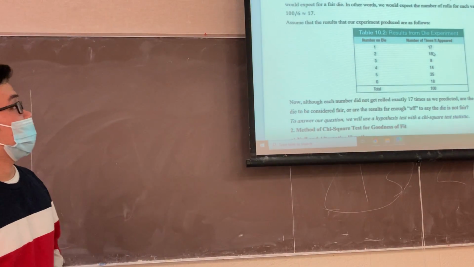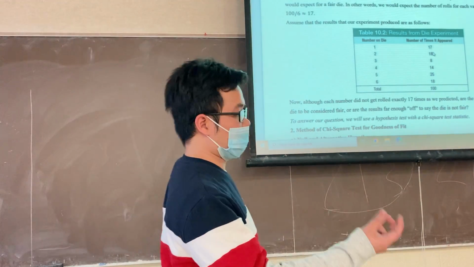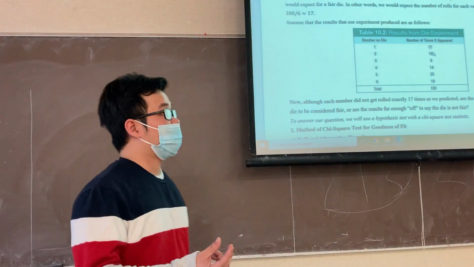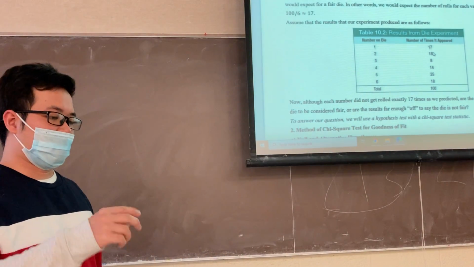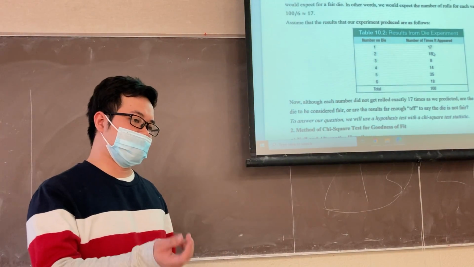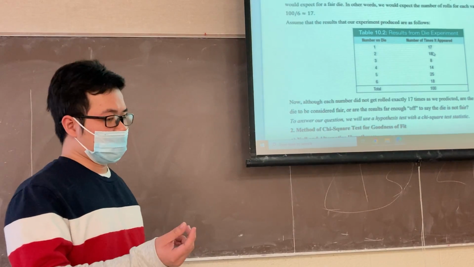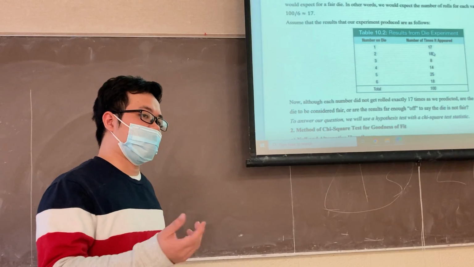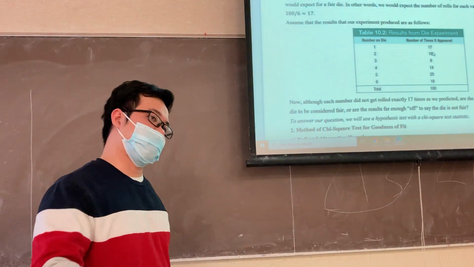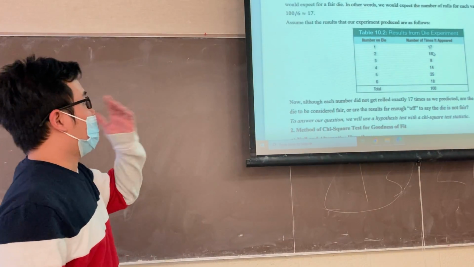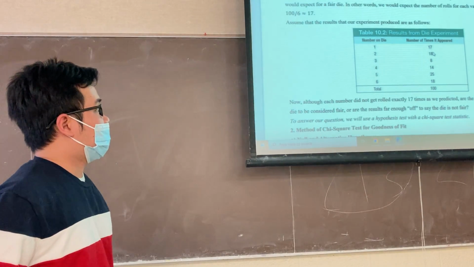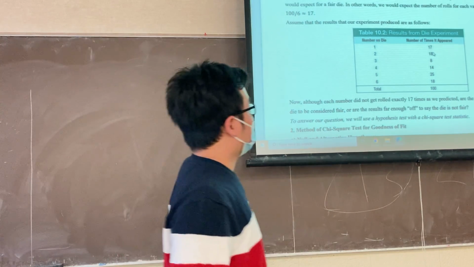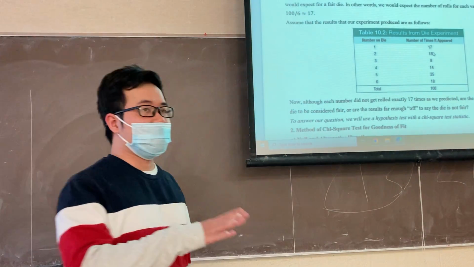For example, suppose that I want to test if a six-sided dice is actually fair. What does it mean? That means that when I roll the dice, I expect the values 1, 2, 3, 4, 5, 6 to have equal chance. That means I want to test whether the dice is actually fair or not. Okay, and to do this, I will do an experiment.